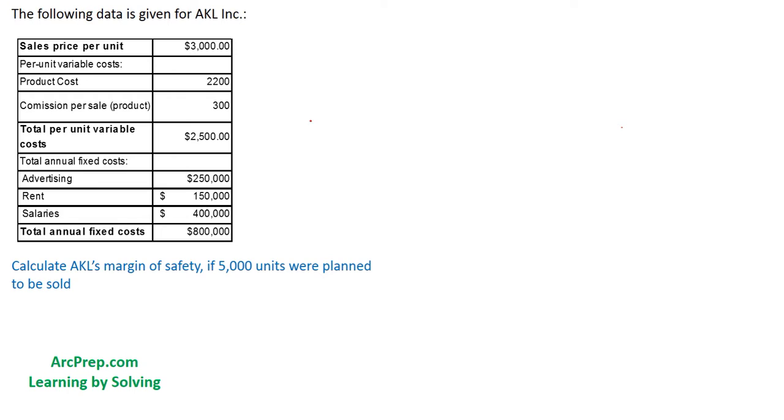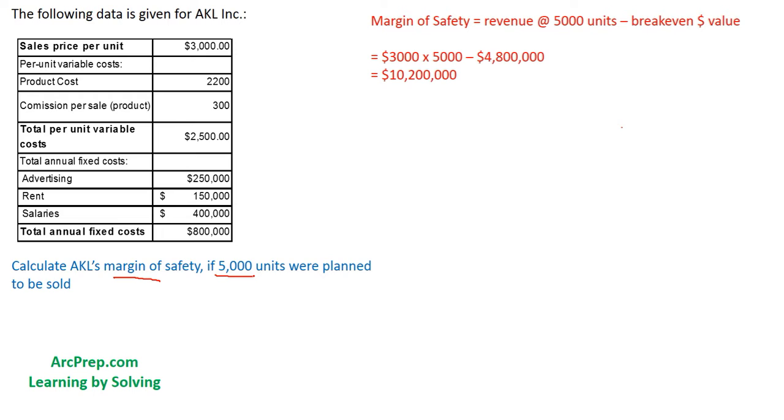Now, we are going to calculate something called margin of safety if 5,000 units were planned to be sold, and then we are going to explain what that exactly means. Margin of safety by itself is the revenue at 5,000 units minus the break-even dollar value. Now my revenue is 3,000 times 5,000 at 5,000 units.